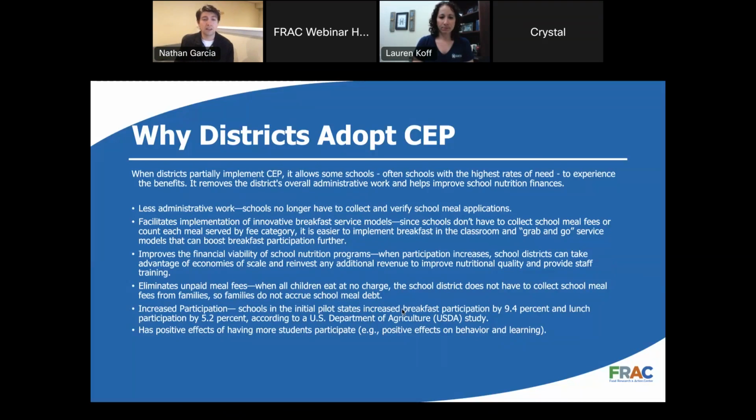It improves the financial viability of school nutrition programs. When participation increases, school districts can take advantage of economies of scale and reinvest any additional revenue to improve nutritional quality and provide staff training. It eliminates unpaid meal fees. When all children eat at no charge, the school district does not have to collect school meal fees from families, so families do not accrue school meal debt.